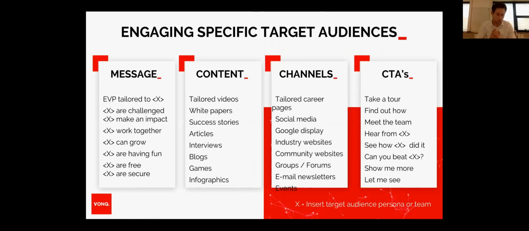So again, we follow the same format: message, content, channels, call to action. Only this time we're tailoring it to a more specific target audience, the ones we defined whilst creating the EVP. Our message changes from stating our overarching purpose, visions and values to explaining how that translates within a specific employee group. So for instance, what culture drives the development team, or what culture drives the sales team. These are the key things that they need to be really finding out here.